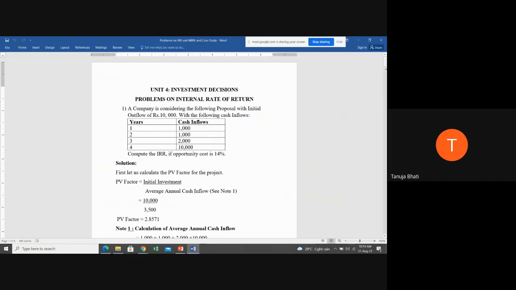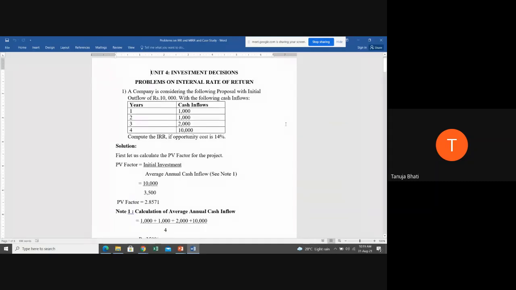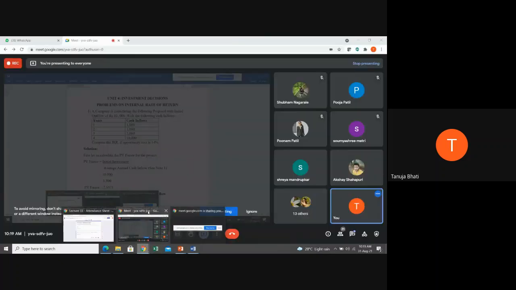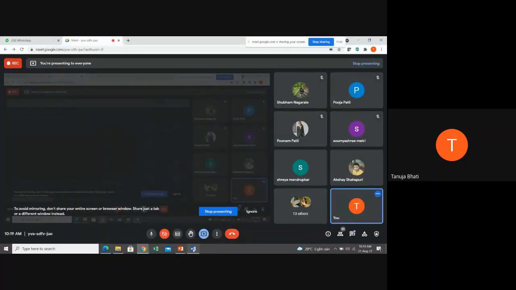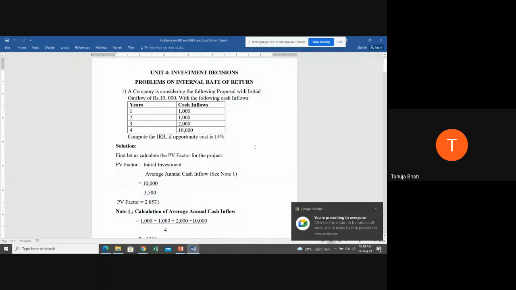Now is this Word document clear, visible to everyone? Yes, students? Yes, ma'am. Is it visible to everyone?